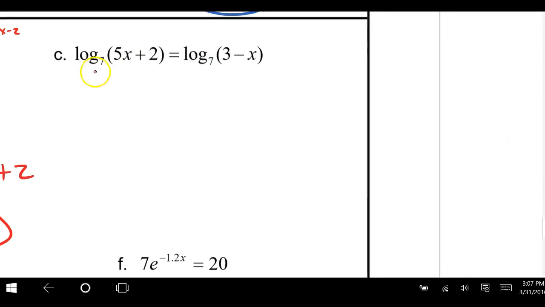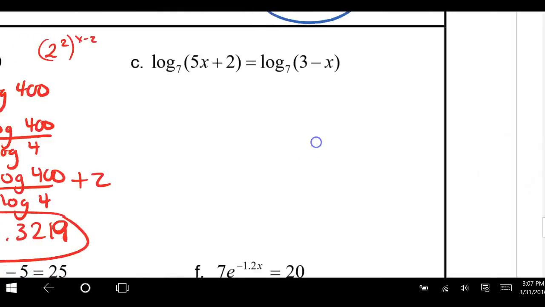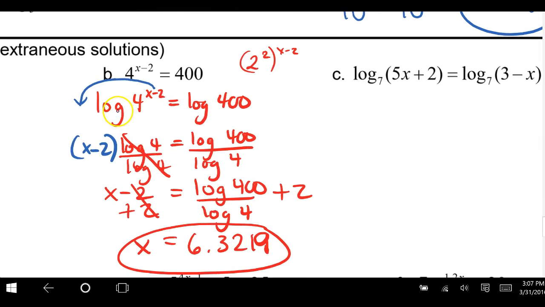Now on this one, just like the last one, I can take the log of both sides. But then I can also go back in the other direction. Let's say I started with log of 4 to the x minus 2 equals log of 400. I could go back to the original problem, 4 to the x minus 2 equals 400.